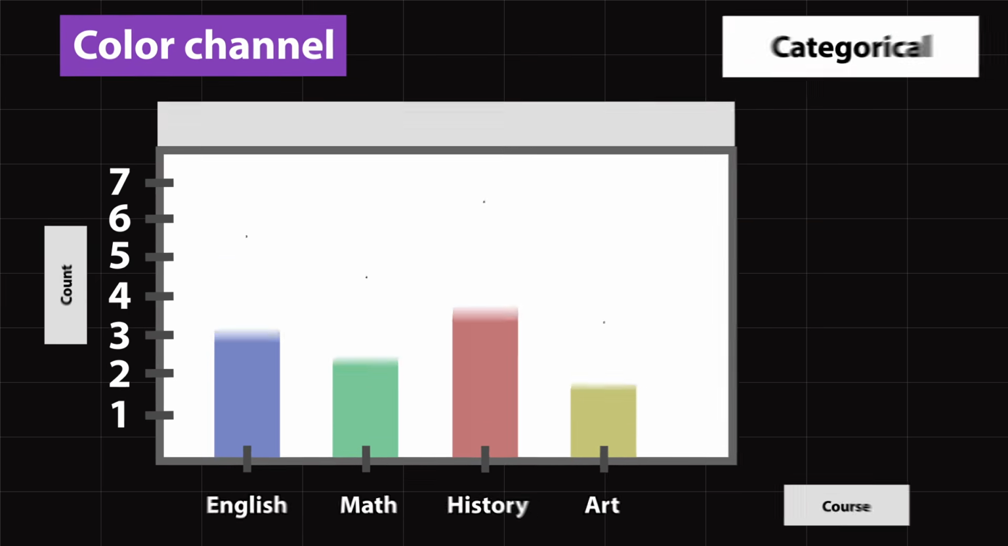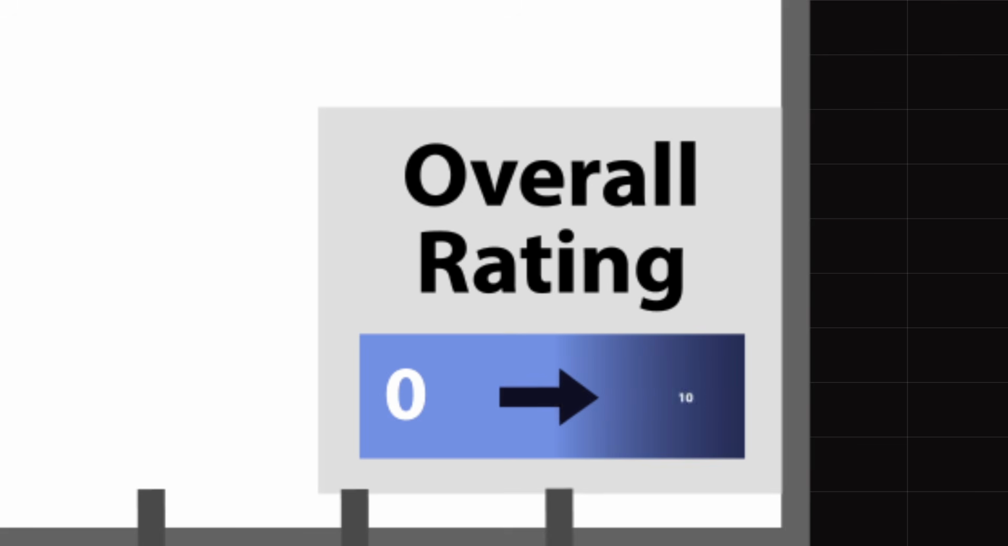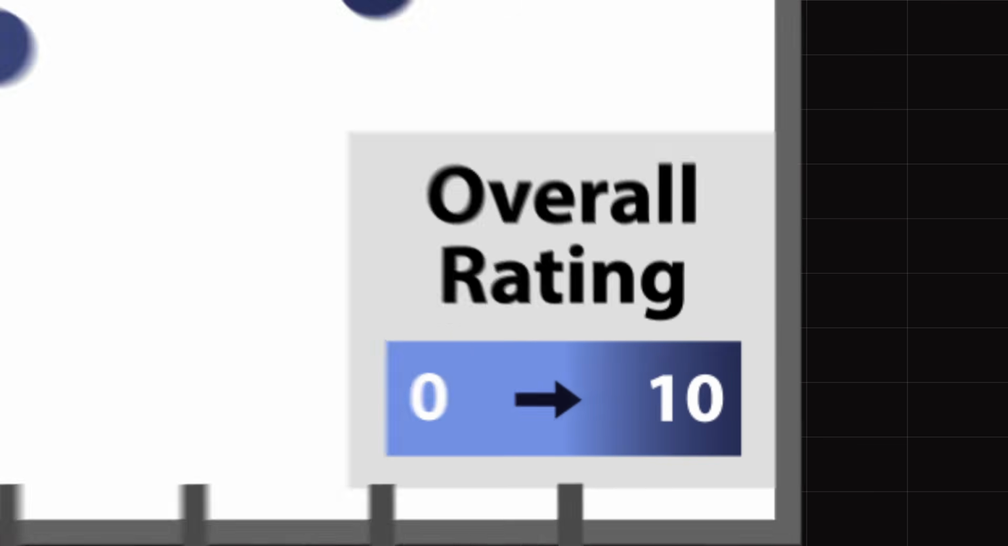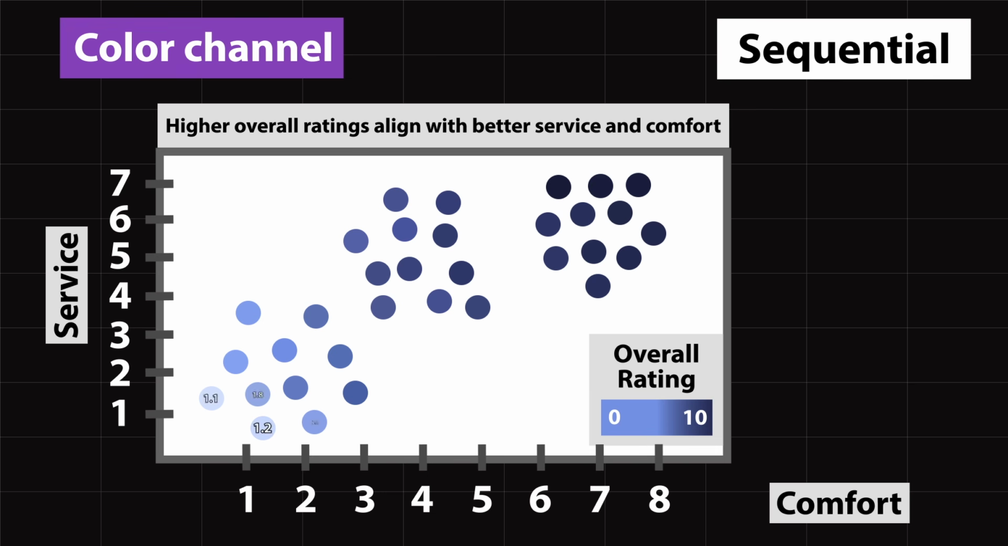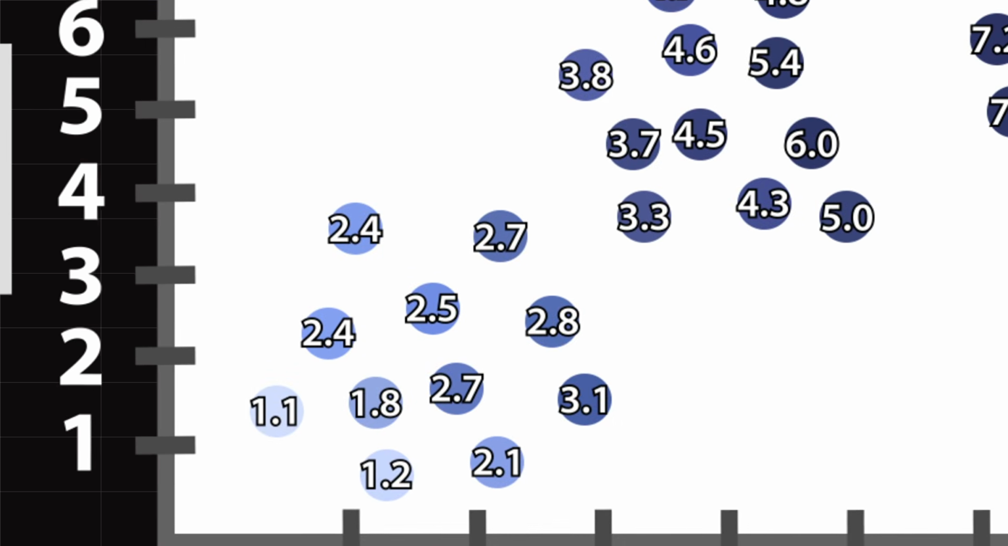Effective sequential color schemes typically use gradients that represent a clear progression from low to high values, ensuring that the change in color reflects the magnitude of the data. For example, the blues. Lighter colors correspond to lower values, darker ones to higher values.